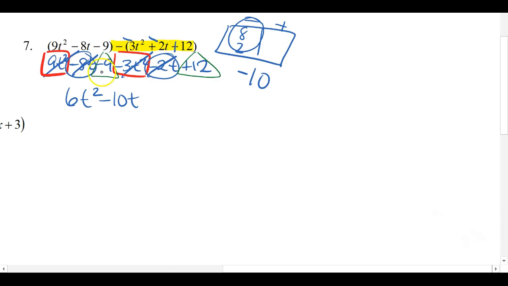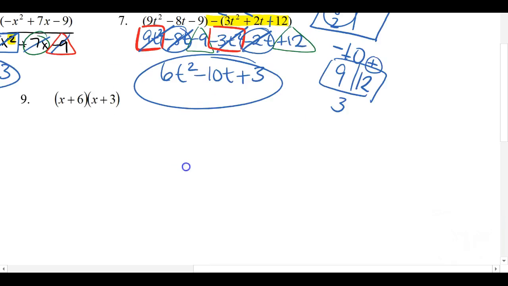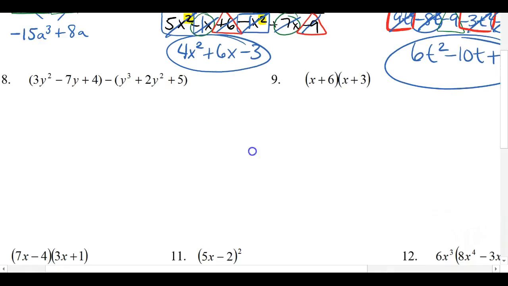And then the last one, negative 9 plus 12. Let's do the box again. Well, we have negative 9 and positive 12. And if we have numbers in different boxes, you find the difference or you subtract. So now we do 12 minus 9, which is 3. And the positive number is bigger, so that means that this 3 will be positive. And then that's it. Okay, so now let's go to number 8.